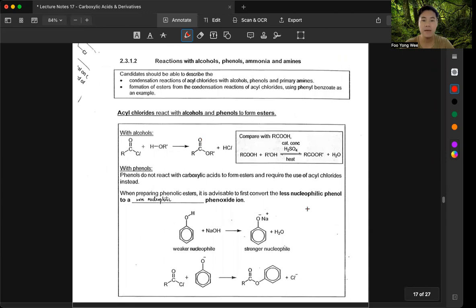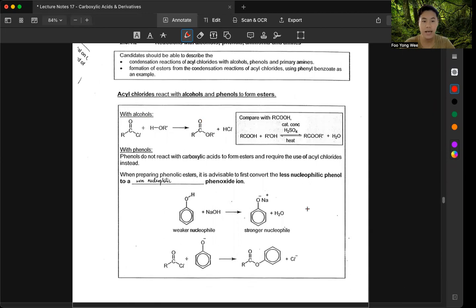Now, let's examine more reactions. So the acyl chloride can actually react with alcohol or phenol to form ester, as mentioned in the summary flow chart earlier. So you can have this Cl replaced with the OR, sorry, this is the alcohol. So it forms the ester, and it forms HCl as the byproduct.